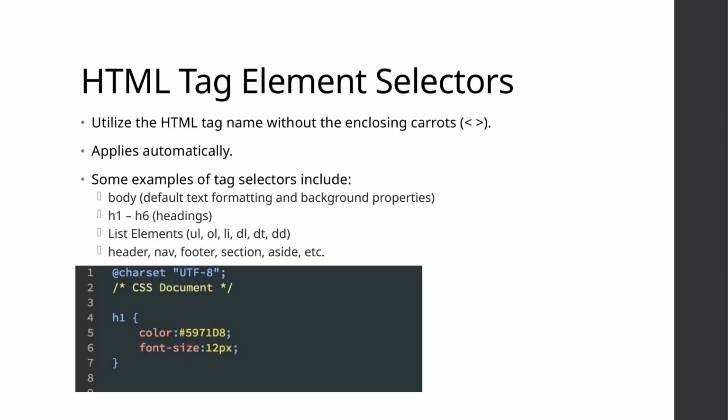HTML tag element selectors use the tag name directly, like body for text formatting or H1 for headings. They apply automatically to elements such as lists and structural tags like header, nav, and footer. This ensures consistent styling across similar elements without additional markup.